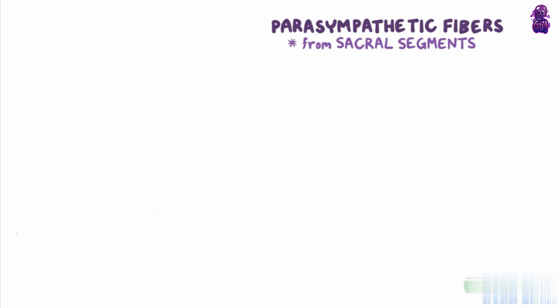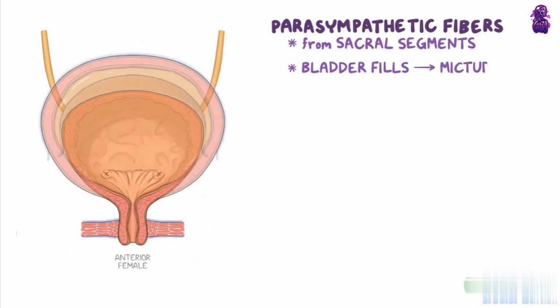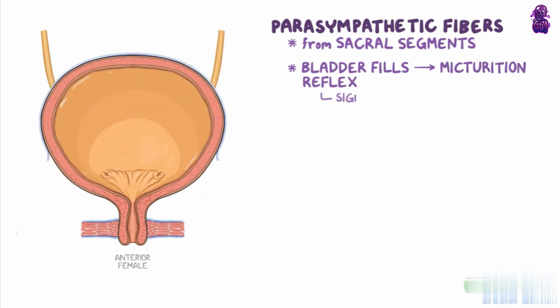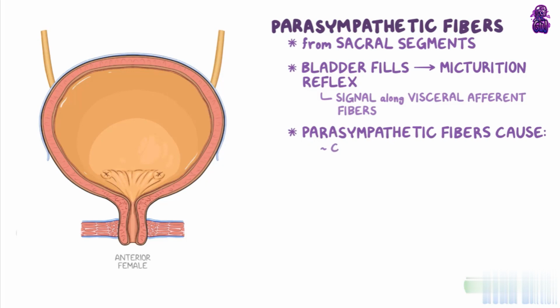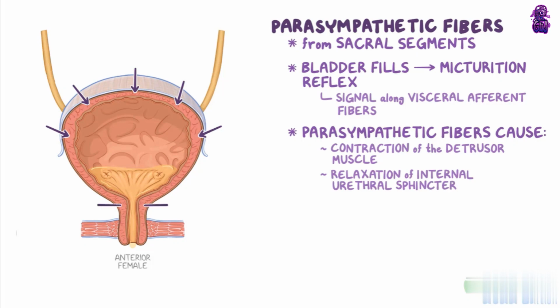When the bladder fills, it begins to stretch, and if it reaches the threshold, it can activate the micturition reflex by sending a signal along visceral afferent fibers. This stimulates the parasympathetic fibers, which causes contraction of the detrusor muscle and relaxation of the internal urethral sphincter, facilitating urination. Parasympathetic innervation is also responsible for erections in males.